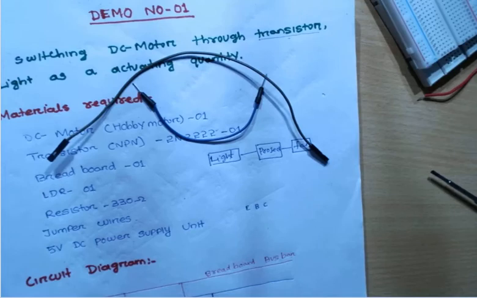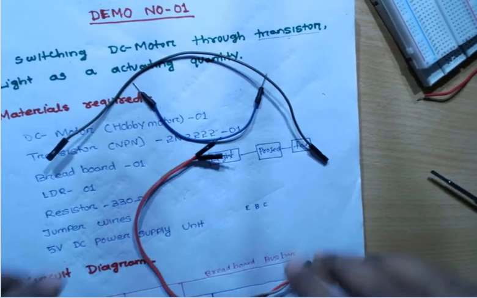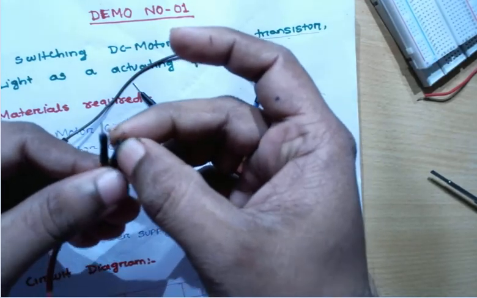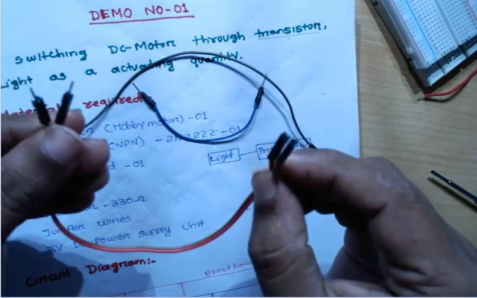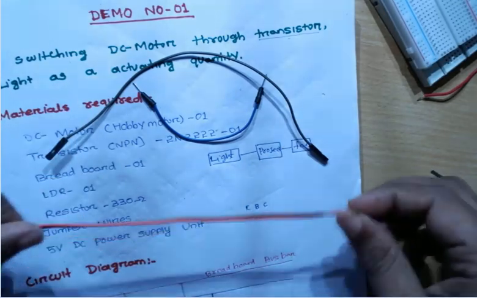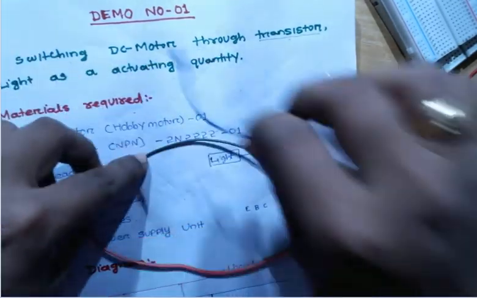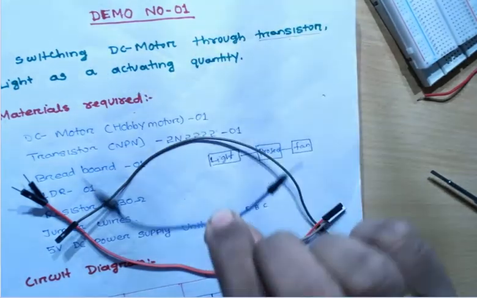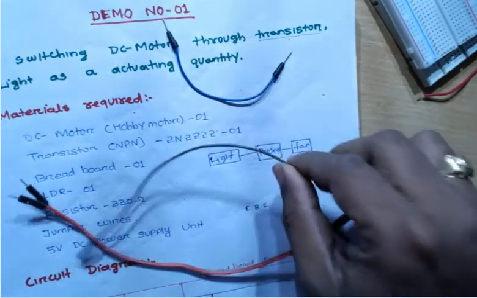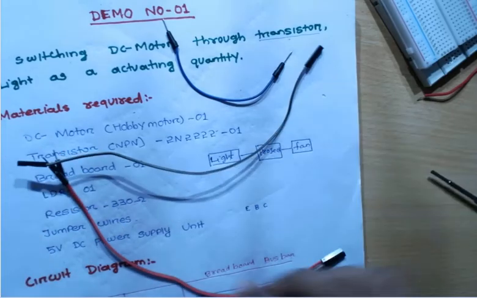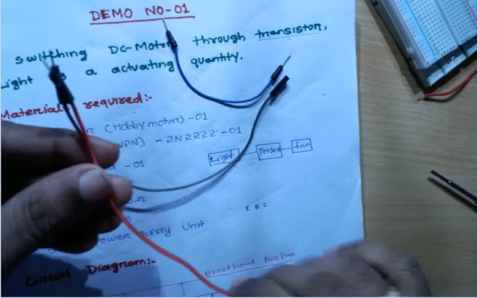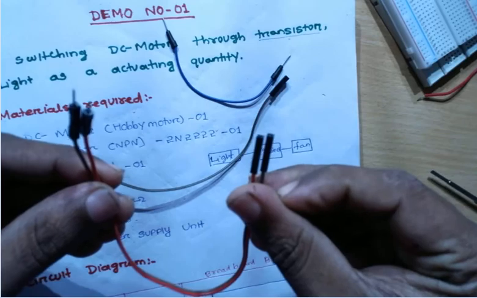Another one is male to female. Here this pin pointed is male and this is female. These are the three jumpers. Once again, this is a male to male jumper, this is a female to female jumper wire, and this is a male to female jumper wire.